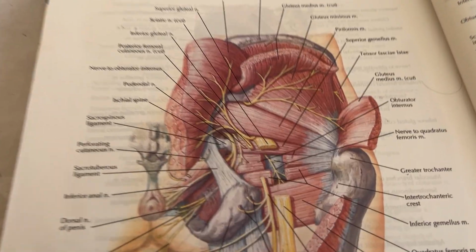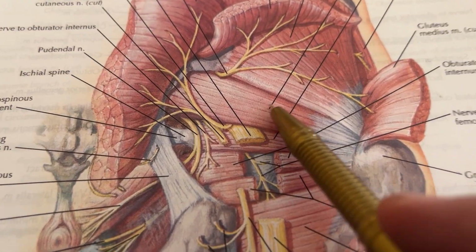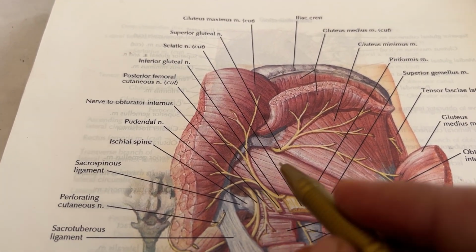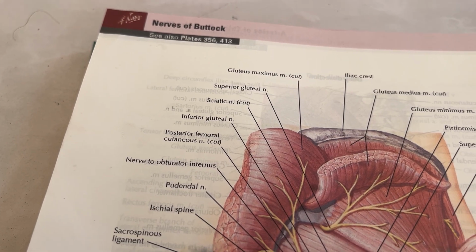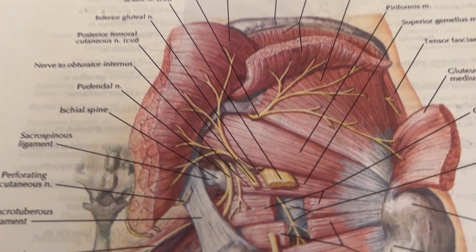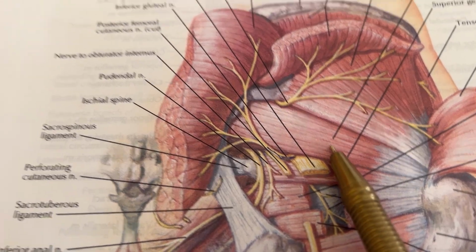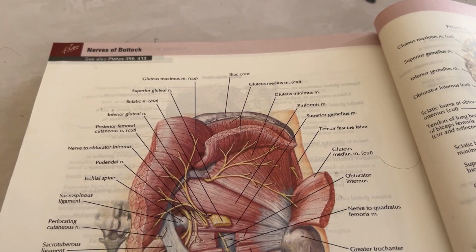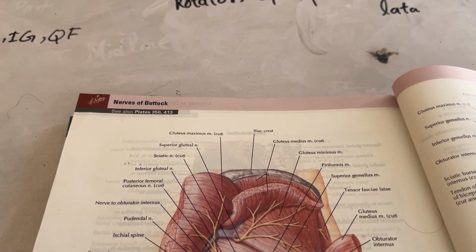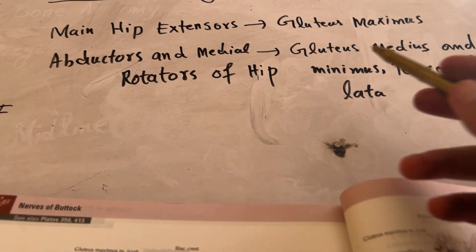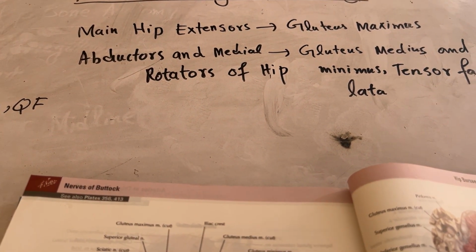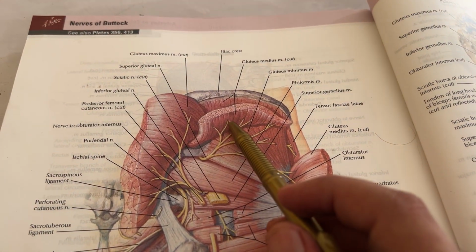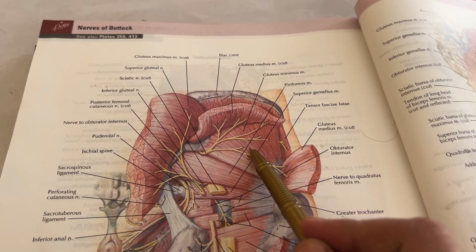In this figure you can see the inferior gluteal nerve. This one is the inferior gluteal nerve. So this is the gluteus maximus muscle. Now the two other gluteal muscles are gluteus medius and minimus. These are the abductors and the medial rotators of the hip. You can see this is the gluteus medius and this is the gluteus minimus.